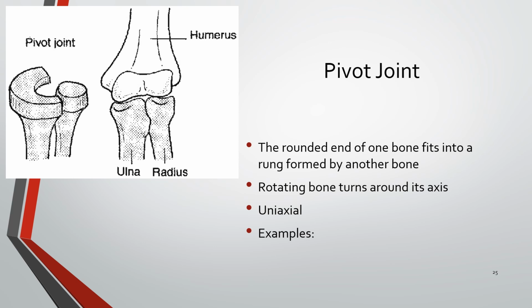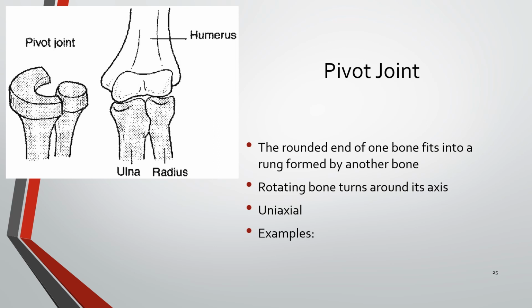Examples of a pivot joint are the atlas and the dens of the axis. Those are the first 2 vertebrae that you have in the cervical region. Basically those 2 vertebrae have an interaction with your skull, and they allow us to shake our heads yes and shake our heads no. So those are both pivot joints.